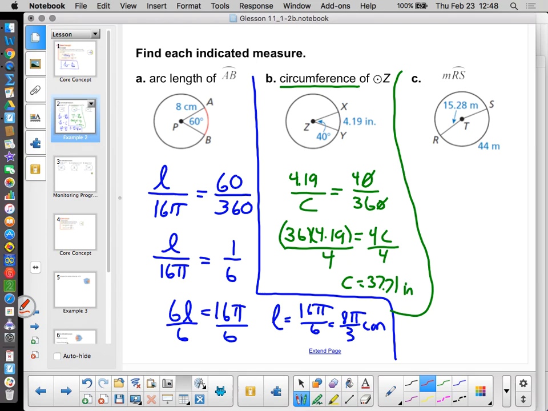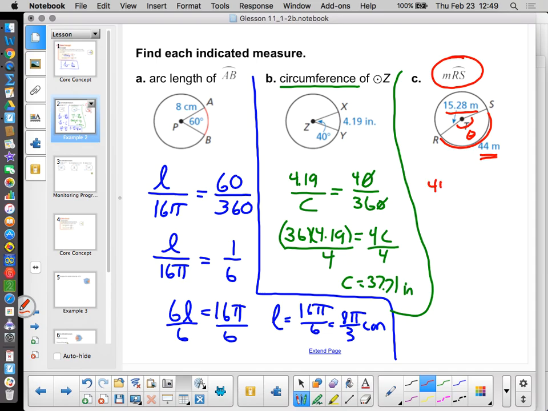Here I know the radius of the circle, and I'm looking for the measure of arc RS. Now, since it said RS, we know we're going to go the short way. But notice it's not arc length RS. It's the measure of the angle that's unknown, the measure of arc RS. We're looking for that theta, which is going to be the same as this theta right here. We know the arc length is 44. We know the radius of the circle is 15.28. Decimal problem, we're going to have decimal solution, but it's the same formula.